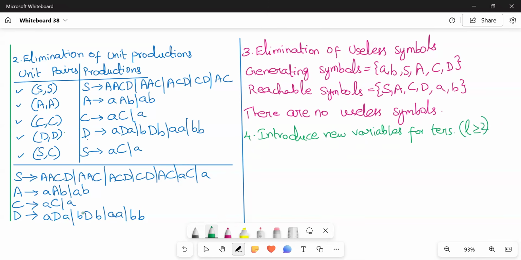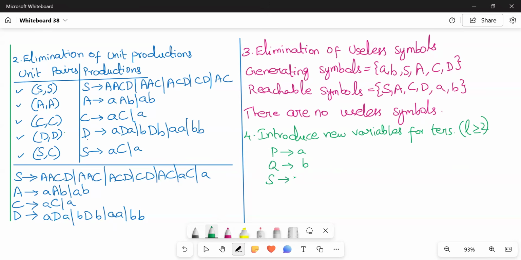Okay, so here there are two terminals. Hereafter we have to refer to this resulting grammar. There are 2 terminal symbols, so I'm going to introduce P for terminal A and Q for terminal B. We have to introduce a new variable that should not already be present in the grammar. Here P and Q are new symbols, so we can use them.